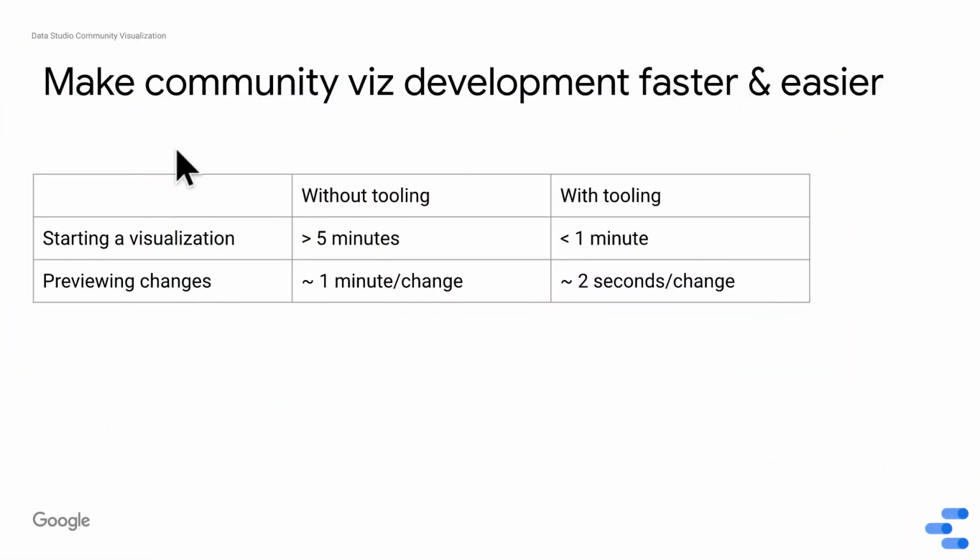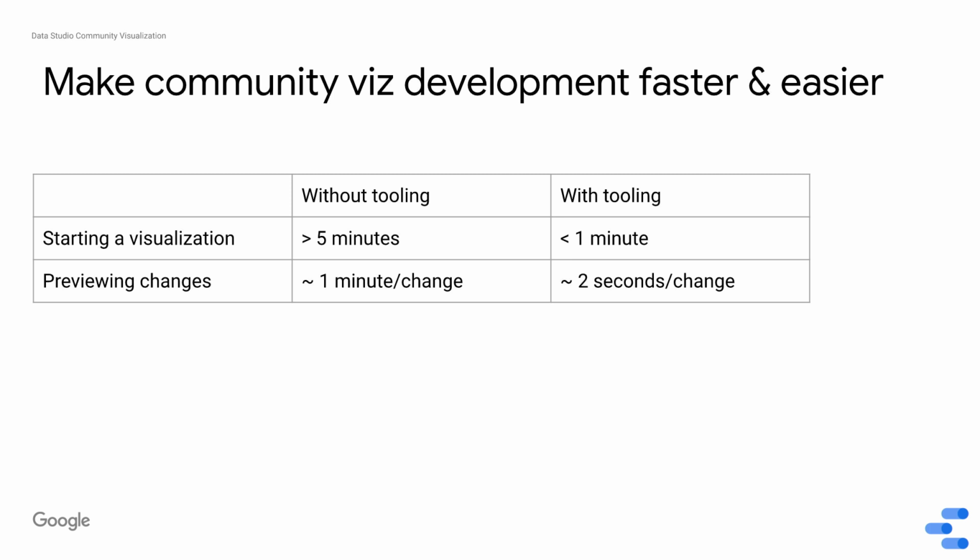So let's take a look really quickly at why we built this tooling and why we thought it was needed in the first place. Basically, we wanted to make development of community visualizations faster and easier. Without tooling, starting a visualization used to take me at least about 5 minutes, maybe a little bit more. Previewing changes was about 1 minute per change. Now with this tooling, you can get started in just under a minute, and previewing changes is super quick. You can make your changes and see them in about 2 seconds per change.